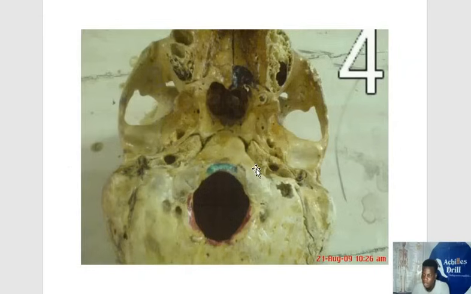This picture is not too clear, but I just want to bring your attention to this region right here. We're looking at the underneath of the skull now. We're looking at the entire skull from the inferior part of it. What is pinned here is actually the palatine bone. And right here we also have some structures painted right here.